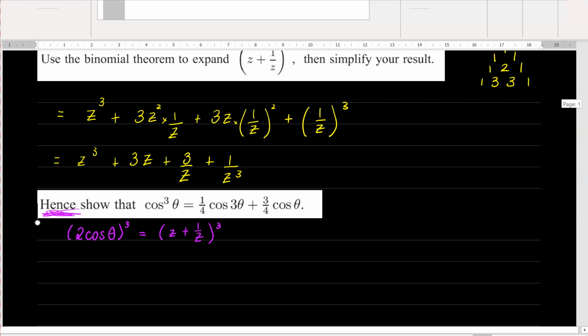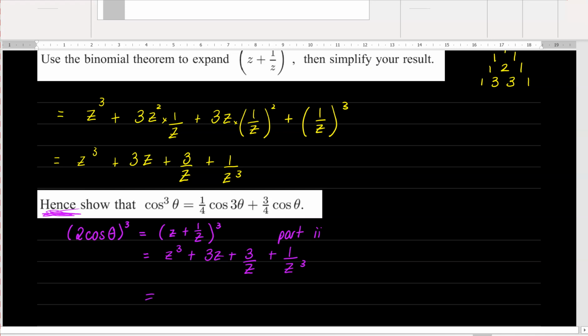So that's from, I think we called this part 2, using part 2, and then using part 3, we can expand this. This is this bit here. We can expand this to be z cubed plus 3z plus 3 over z plus 1 over z cubed.